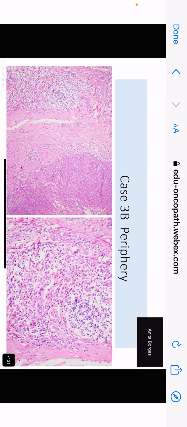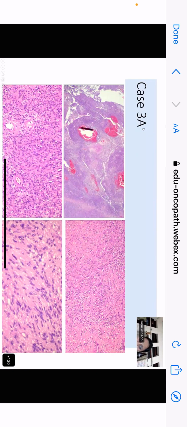There is a mixture of lymphocytes, plasma cells, eosinophils, but there is a clear lymphoid nodule. This nodular lesion at the periphery has got a lymphoid nodule. This is the low power, this is a higher power view of the same. So now, what do you think?